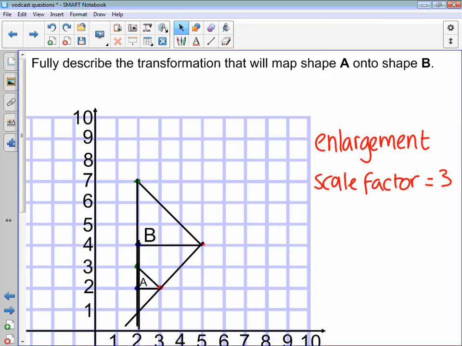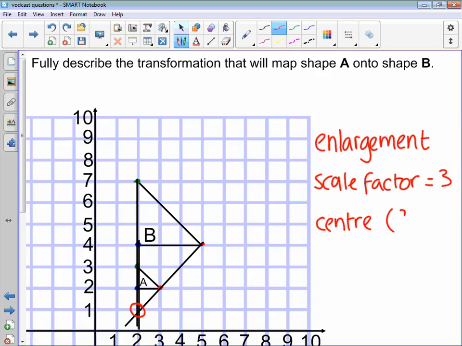If we look, we can see that all of our lines cross in this coordinate. That means that the centre of enlargement is going to be 2, 1.